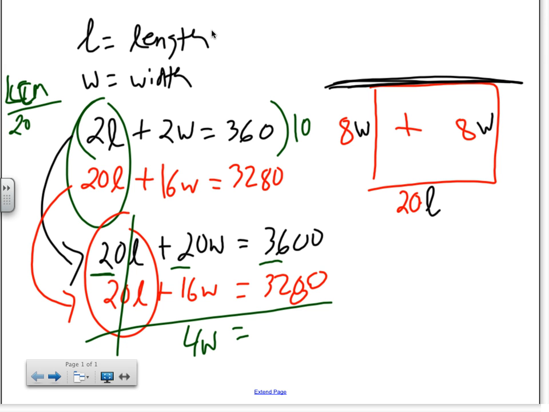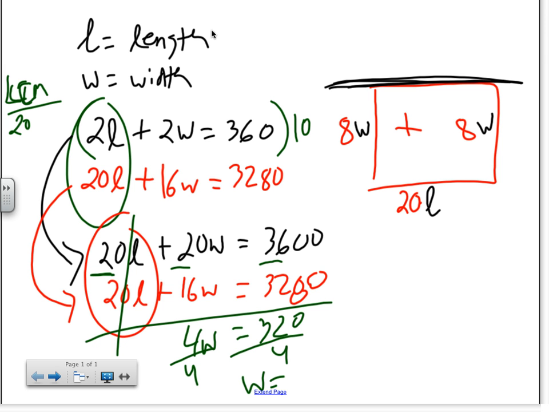It's okay. It's okay. 320. Yes, thank you. Okay, 4W equals 320. And last but not least, what do you do here? Divide. So what is the answer to the W? No, 4 goes into 32. How many times?